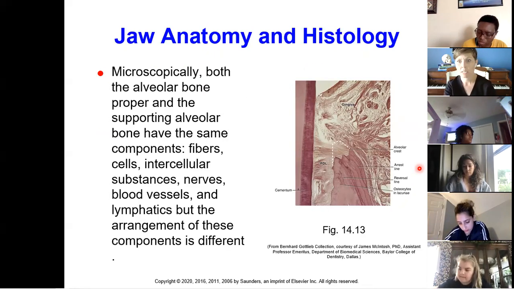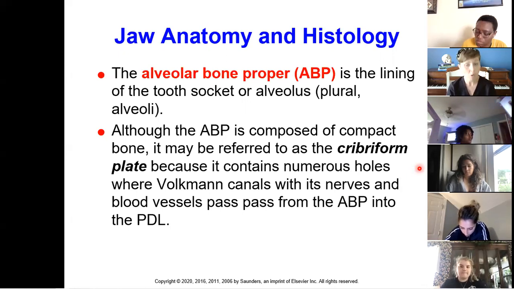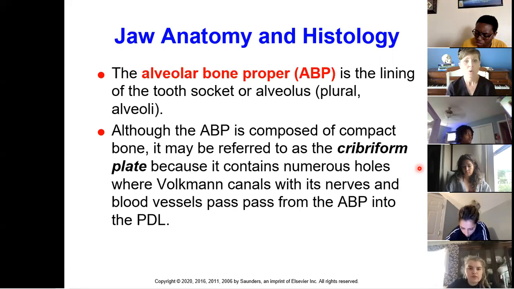So let's see, yeah. The alveolar bone proper is the lining of the tooth socket or the alveoli. Although the alveolar bone proper is composed of compact bone, it may be referred to as a cribriform plate because it contains numerous holes where Volkmann canals with its nerves and blood vessels pass from the alveolar bone process to the PDL.